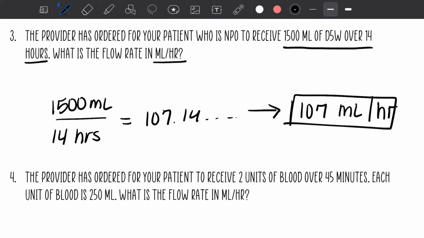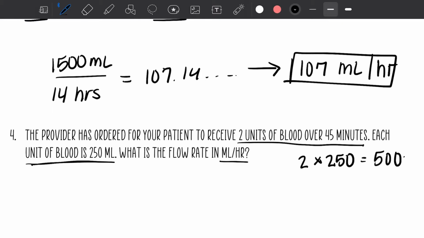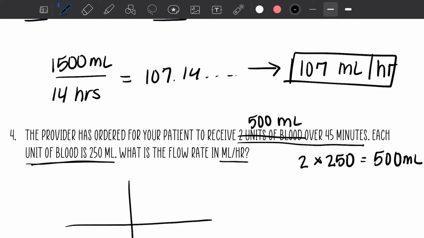All right, so looking at the next problem, our patient needs to get 2 units of blood over 45 minutes. Each unit is 250 milliliters, and we want to know what our flow rate is in milliliters per hour. So if you're going to give 2 units, and they're each 250, we're going to give a total of 500 milliliters over 45 minutes. So let's take that, which is going to be our order, and we're going to plug that in on the left.